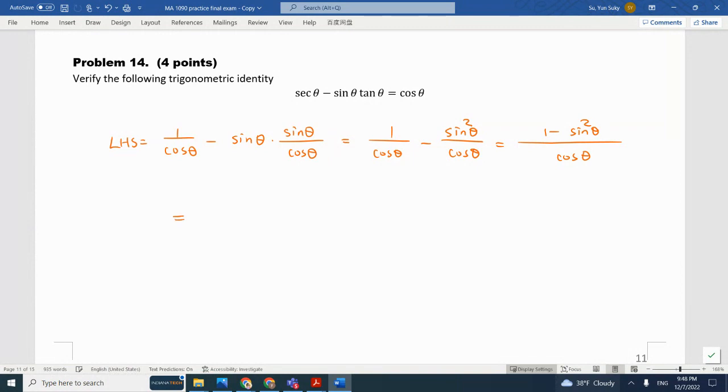Be familiar with the trig identities. 1 minus sine square is cosine square. Cancel cosine theta, which gives the right-hand side. So you express everything in terms of sine and cosine and then use the trig identities to simplify it. Okay, so if you can understand problem 14, could you type 14 in the chat? Thank you. Okay, so keep going.